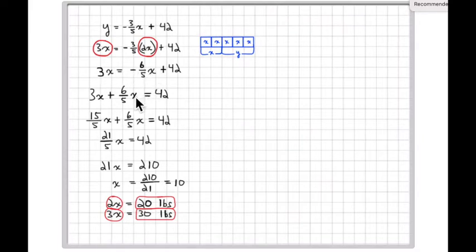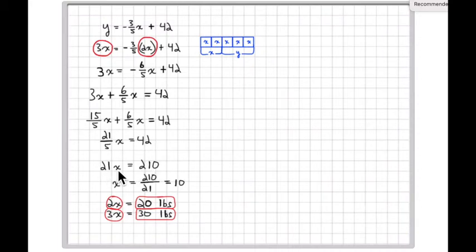That's the additive inverse. So now it's 3x plus 6/5 x equals 42. Change everything to fifths so I can add these together. So that's 15/5 plus 6/5 equals 42. So now we have 21/5 x equals 42, and we get down to here where 5 times 42 is 210.